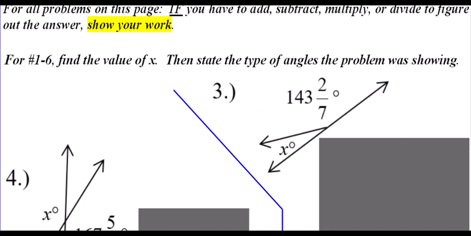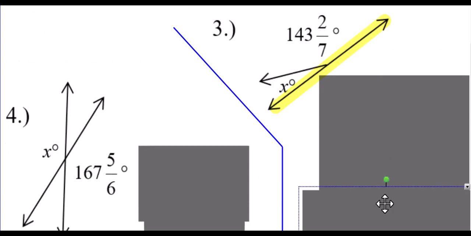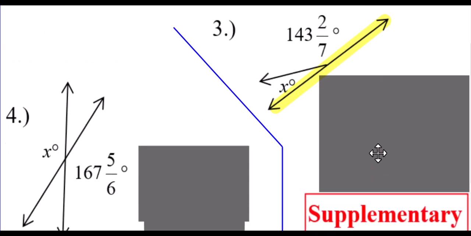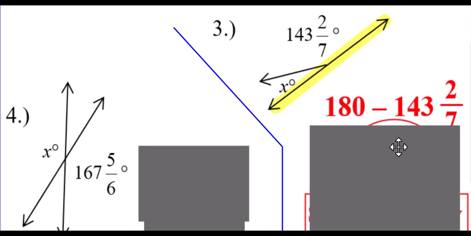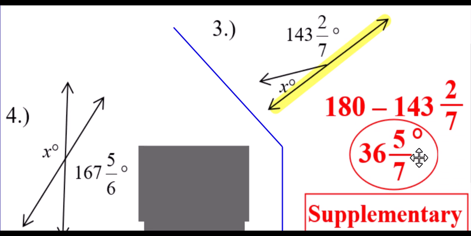All right, problem 3, up on the top right-hand corner of your page. Notice that this time, these 2 angles together form a straight angle, which means they are a pair of supplementary angles. Now, how do I do the work? Well, we know the straight angle is 180 degrees. Therefore, I can take 180 minus 143 and 2/7. Feel free to use the fraction mixed number keys of your calculator. That is going to give you 36 and 5/7 degrees for the value of x.